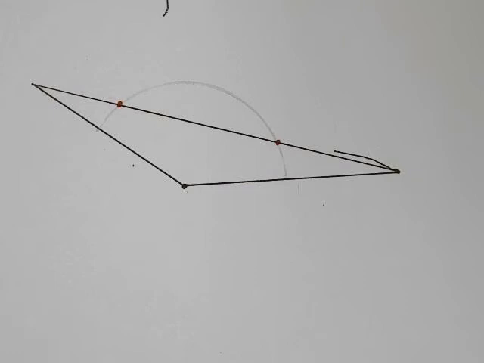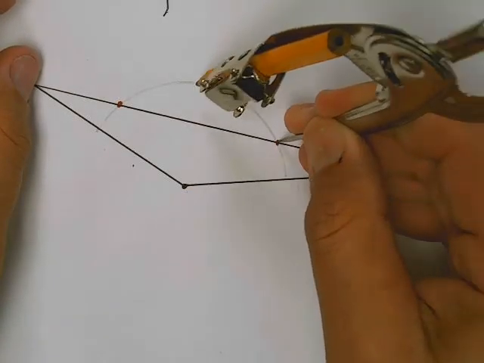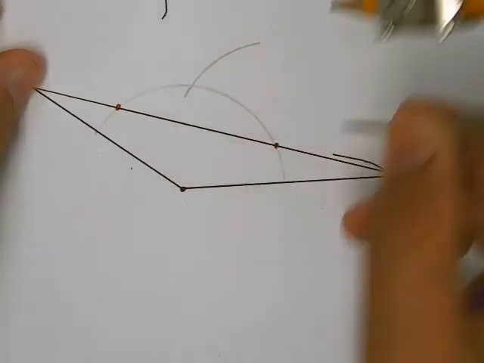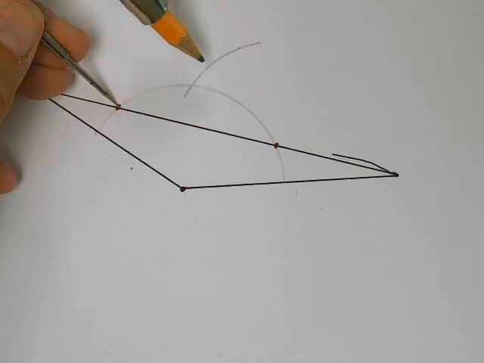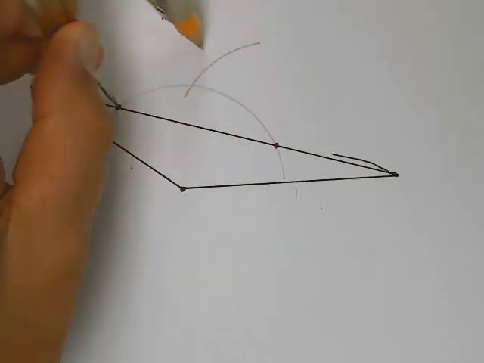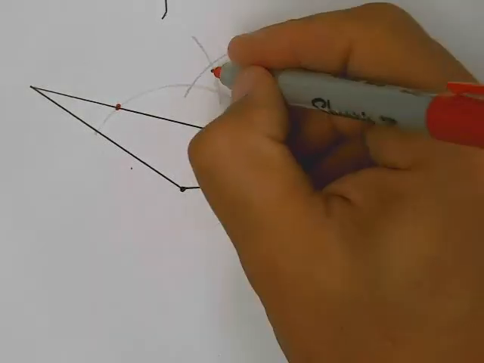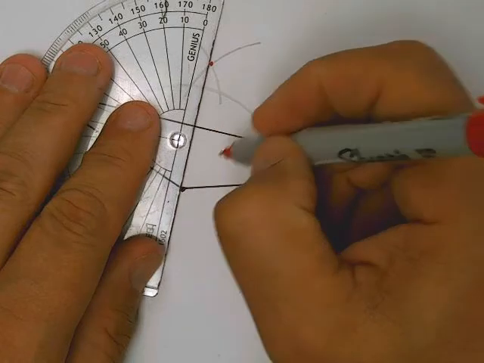Okay, so now from those 2 points, I have to get another point of intersection. Don't forget this step. Out here somewhere in space. I can leave my compass the same width or I can change it. Doesn't matter. Now I'm going to connect that point with the vertex.